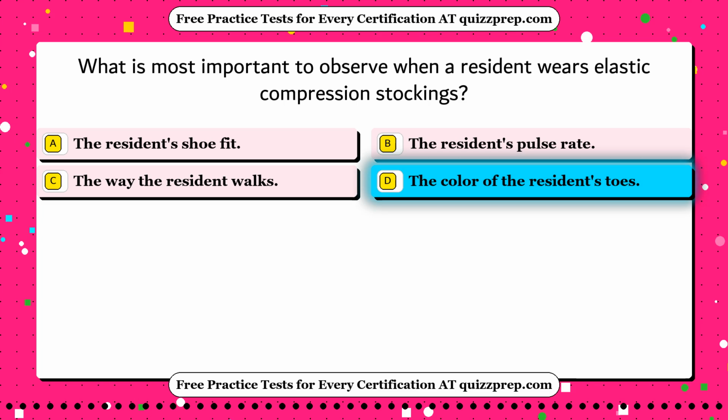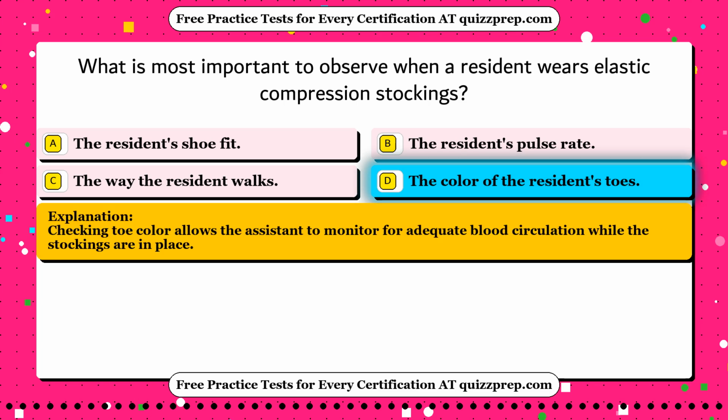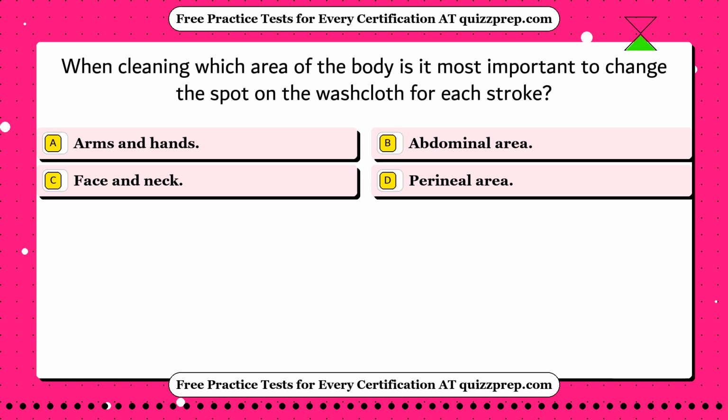The correct answer is option D. The color of the resident's toes. Checking toe color allows the assistant to monitor for adequate blood circulation while the stockings are in place. Question 45. When cleaning, which area of the body is it most important to change the spot on the washcloth for each stroke? Option A.